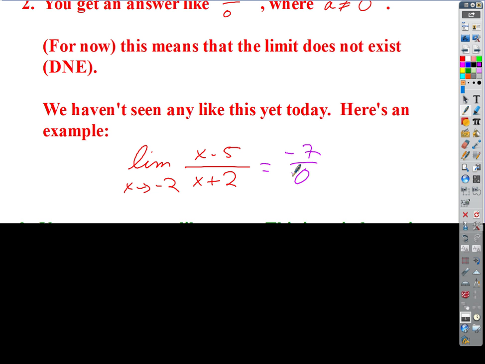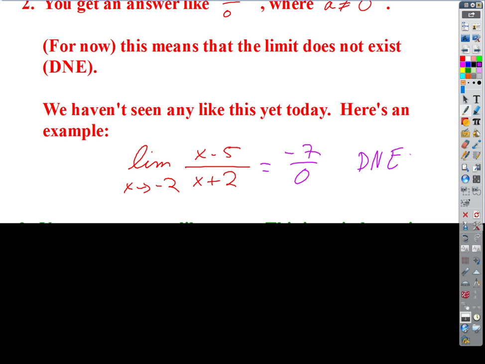What do you think that's going to look like if I graph this thing? What's going to be happening at negative 2? Yeah, I'm going to get a vertical asymptote. So there's no limit there. Guaranteed. Done. End of story. So you would enter in Moodle right now DNE, it doesn't exist.